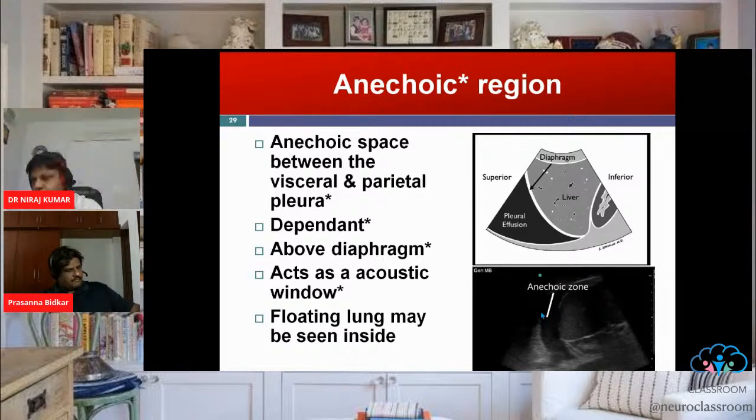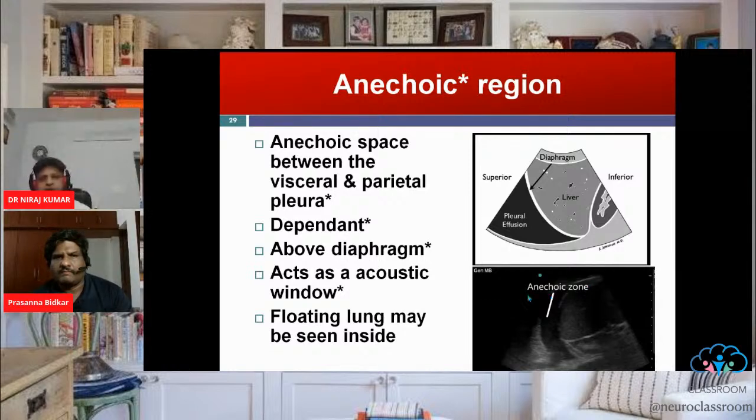Normally there is a mirror image in the normal aerated healthy lung. There is a mirror image of this liver, but in case of pleural effusion, since there is an accumulation of fluid in this upper part of the diaphragm, now ultrasound waves can pass through this fluid structure. We have discussed in the first class that fluid gives a hypoechoic appearance. So this is the fluid of the pleural effusion, and that's why you are getting the black or hypoechoic appearance that is called anechoic zone.